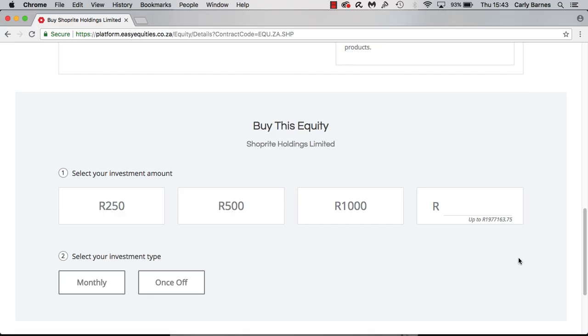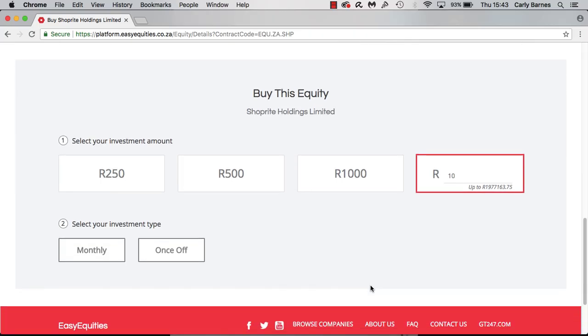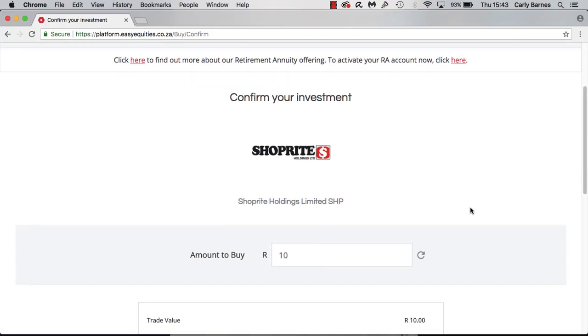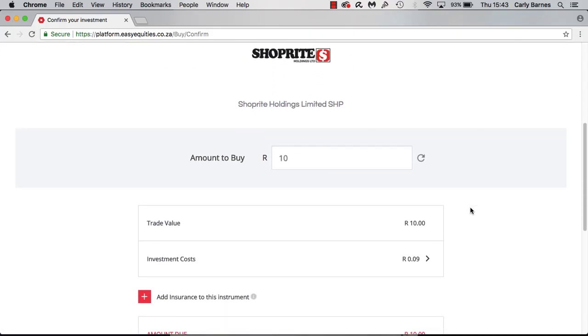Now this could be anything. This could be 5 Rand, this could be 5,000 Rand. It's really up to you to decide. For today, 10 Rand. There we go. And now all that's left to do is to decide, do I want to do this monthly, which would be a recurring investment, or do I want to do it just once off? And today we're just going to do it once off.